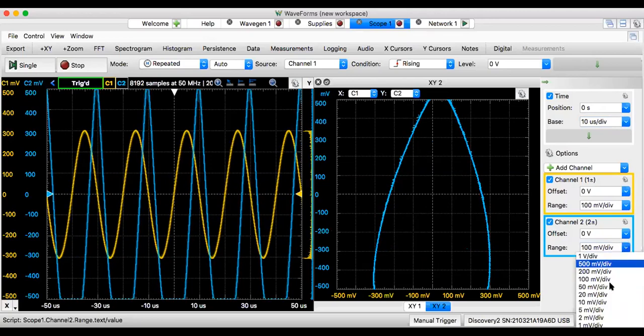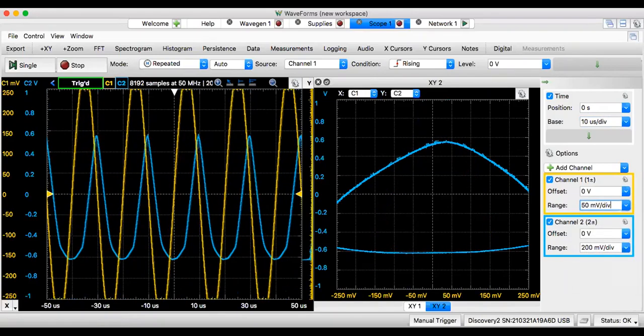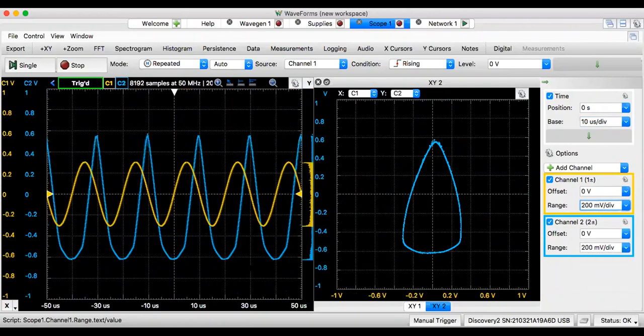That's more realistic. So my input is yellow. Output is blue. The blue is about twice as big. So yellow is 0.3. The blue almost reaches 0.6. So the gain is about 2. So there is a little bit of gain at 50K. The gain is not 11.